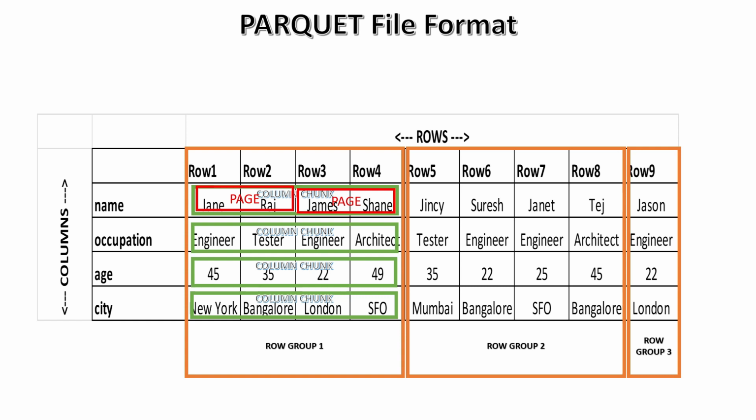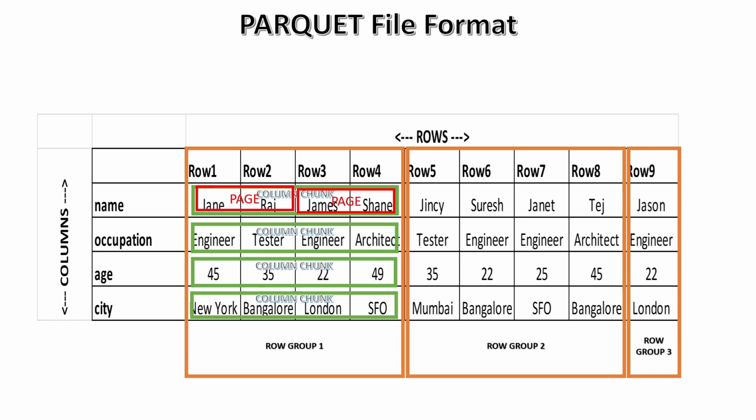So we can see that first the data for the row group will be stored. That means Jane, Raj, James, Train will be stored. After that engineer, test, engineer, architect for the occupation will be stored. Then the age 45, 35, 22, 49 will be stored.